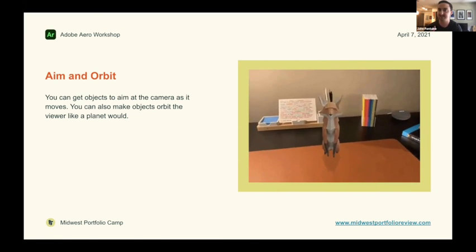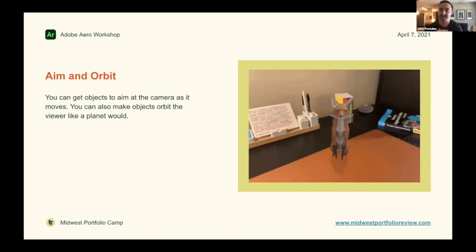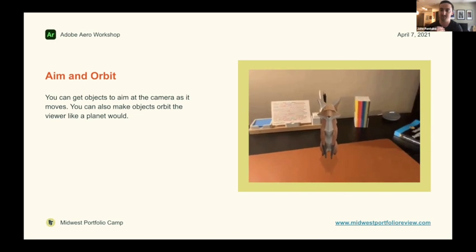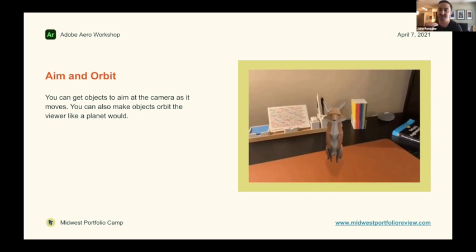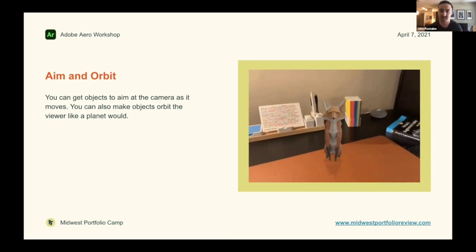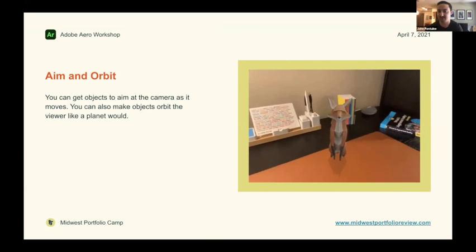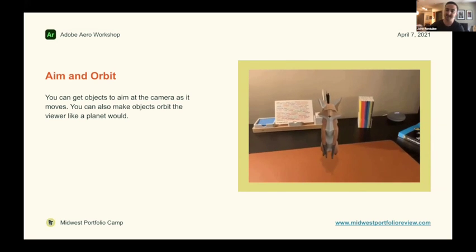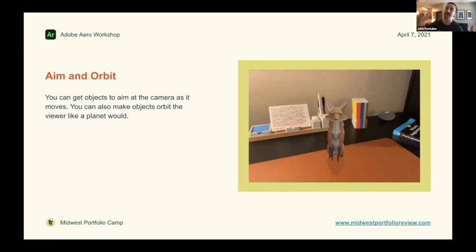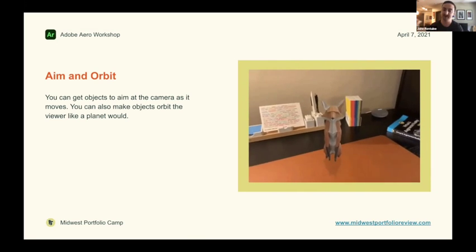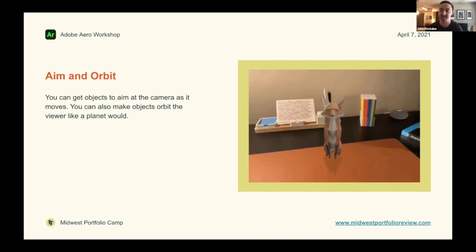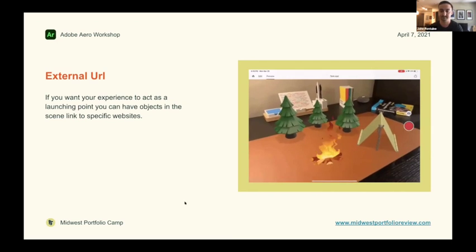And I think this really elevates the experience and makes it more interactive because the viewer feels like they are part of the scene. And then just mentioning orbit, if you do want to do something around planetary things, you can get things to go all the way around and behind the user and orbit around them or even another object in the scene.